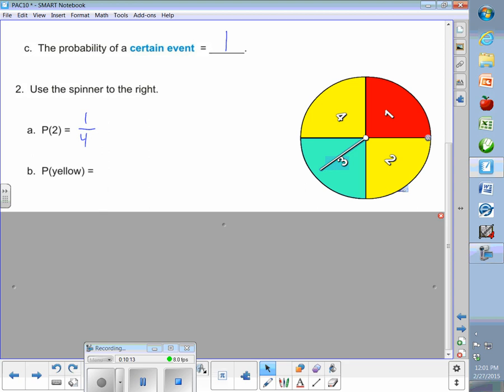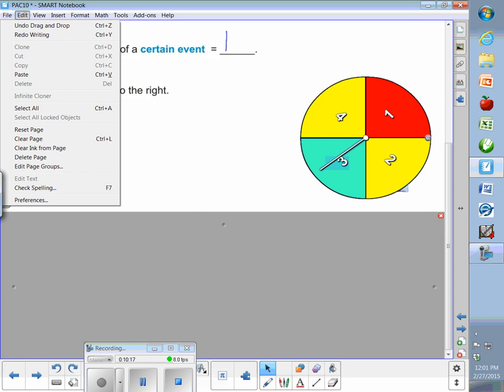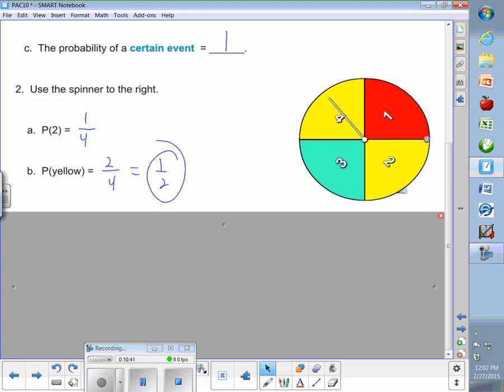All right, what's the probability of yellow? How many outcomes are yellow? 2. So there are 2 yellow outcomes. And total number of spaces? 4. Now, would you leave 2/4? Of course not. You would reduce that to 1/2. So what's the probability of us spinning a yellow? Let's do it. Out of every 2 spins, 1 should be a yellow.